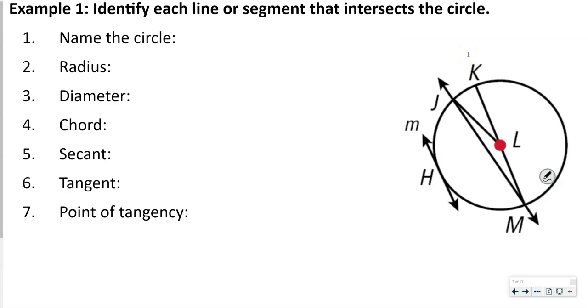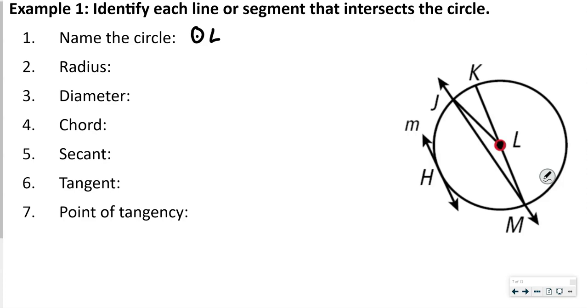So, on this one, we're going to talk about naming the circle. So the circle is going to be circle L, okay? And how do I know that? Because this is the center point of the circle right there, okay?